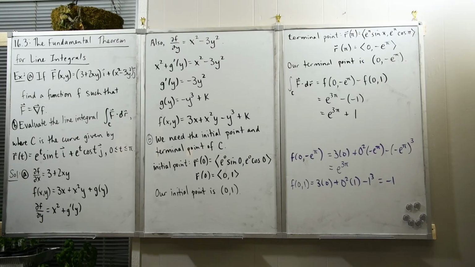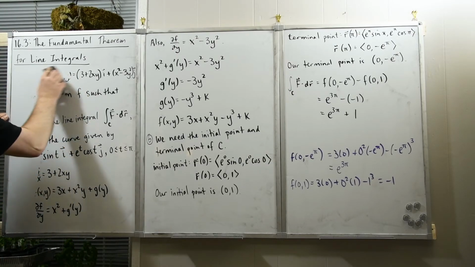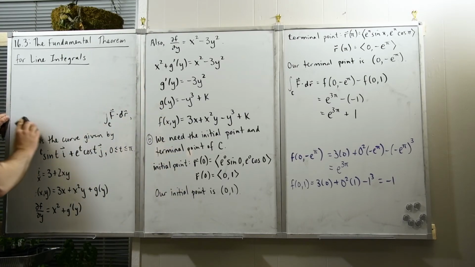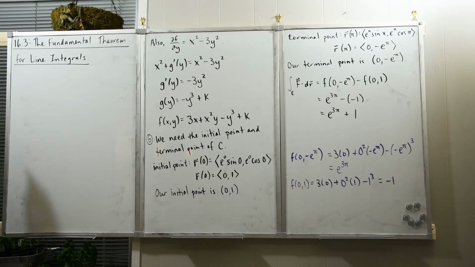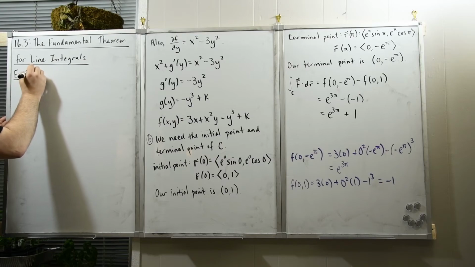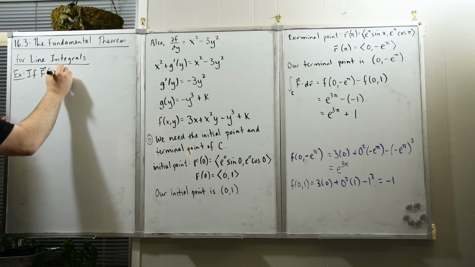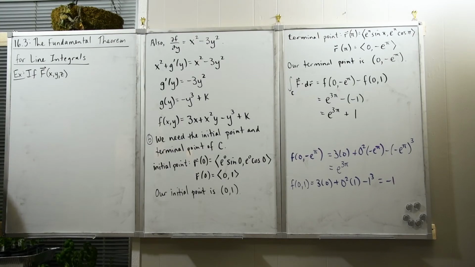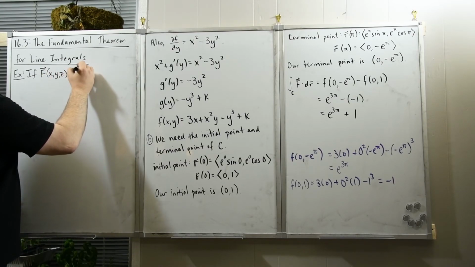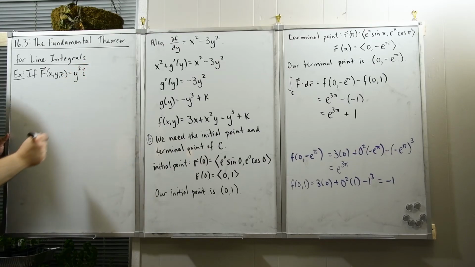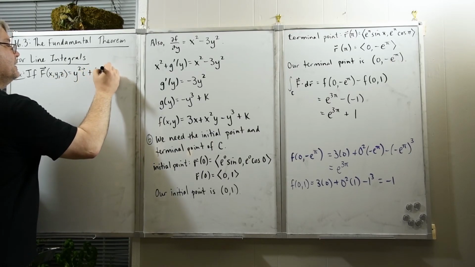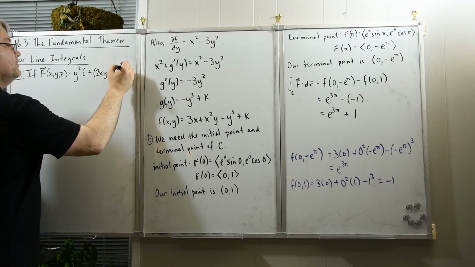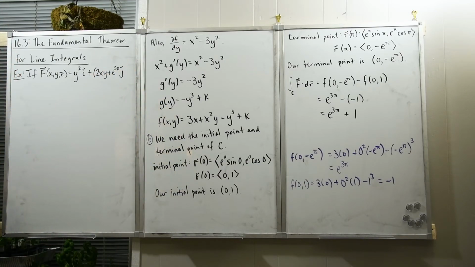So we have one more example to take a look at. And this time we're going to be taking a look at f of x, y, z. And we're going to define that as y squared i plus 2xy plus e to the 3z times j plus 3y e to the 3z k.